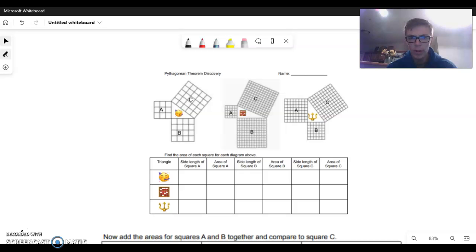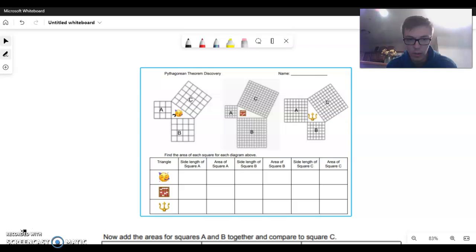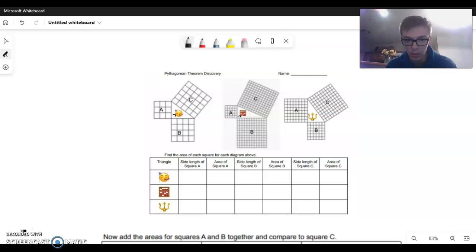So what I want you to do right now is look at this sheet. It's called Pythagorean Theorem Discovery. We're going to discover what the Pythagorean Theorem is today. Looking at this part on my screen, which you're seeing on your paper, I have all these triangles, and these are all right triangles, by the way. Remember, a right triangle you can put in that corner, those little 90-degree angles, all right?